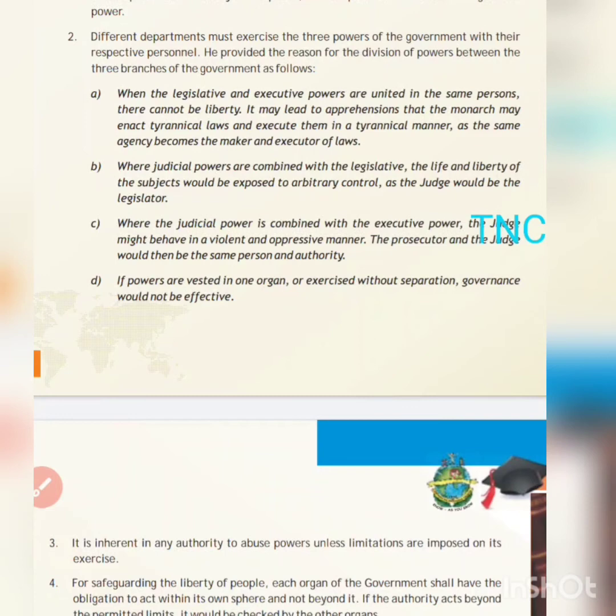So if we say that the monarch is under the legislature also, and under the executive also, then it may happen that the monarch will misuse this power and enact some laws in a tyrannical way. Means in an absolute manner he will take the decision, and very brutally he will implement the laws which are not for the welfare of the general people. So this will happen because the same person is the maker of the law, and if he is making the law, obviously he will want those laws to be implemented in the nation, in the society.